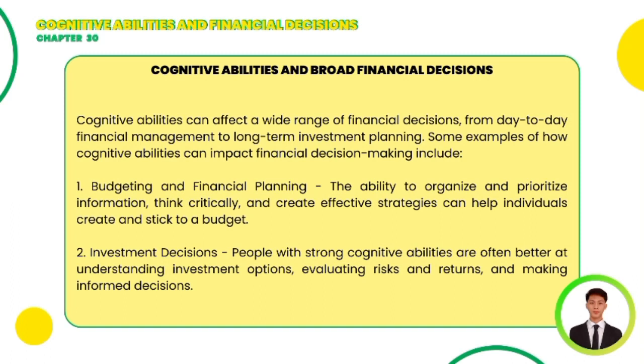People with strong cognitive abilities are often better at understanding financial concepts and creating long-term financial plans. Next is investment decisions. People with strong cognitive abilities are often better at understanding investment options, evaluating risk and returns, and making informed decisions. They may also be more likely to seek out professional financial advice.